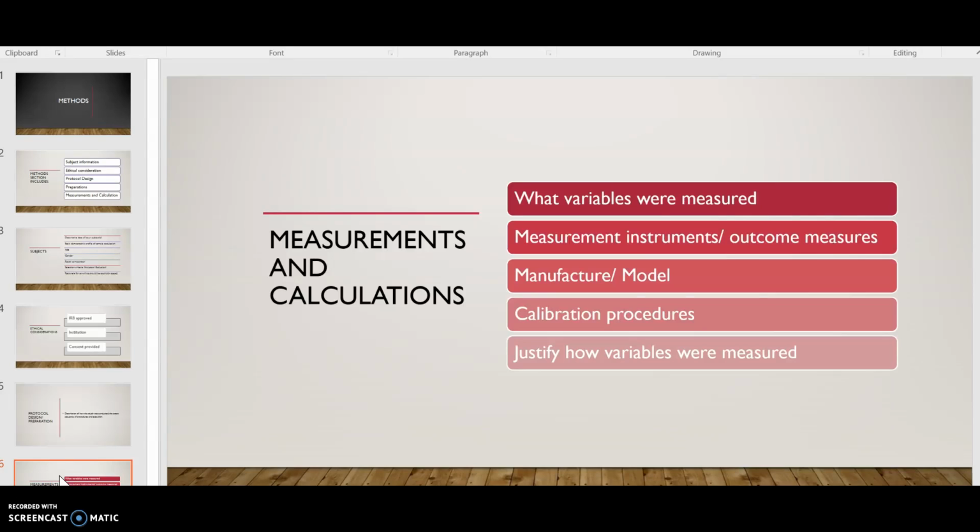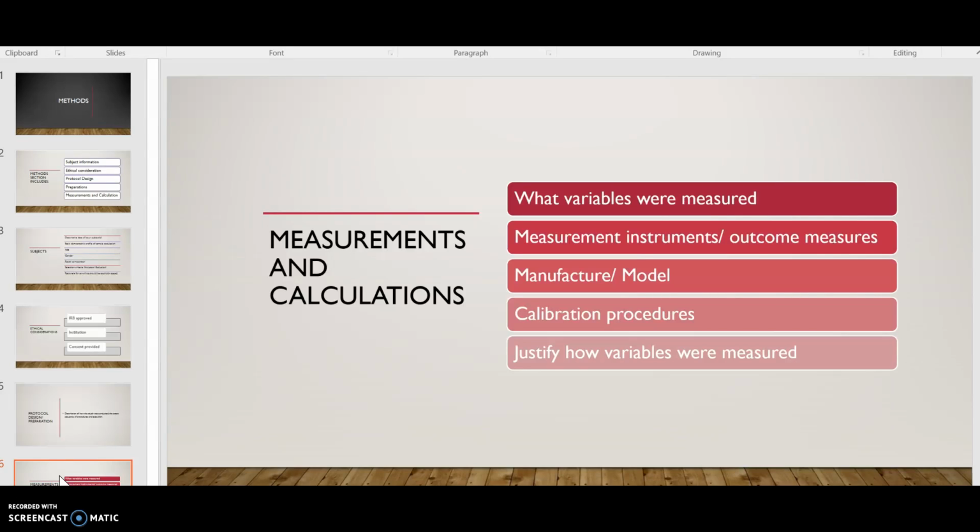I'm just going to use kinesio tape as an example because that's the first one on my brain. But talk about the manufacturer of the kinesio tape. What was the taping method that you used? How did you apply it? If you're using an actual instrument that requires calibration, what was the calibration procedure? Was the calibration current? And then you want to justify how your variables were measured.